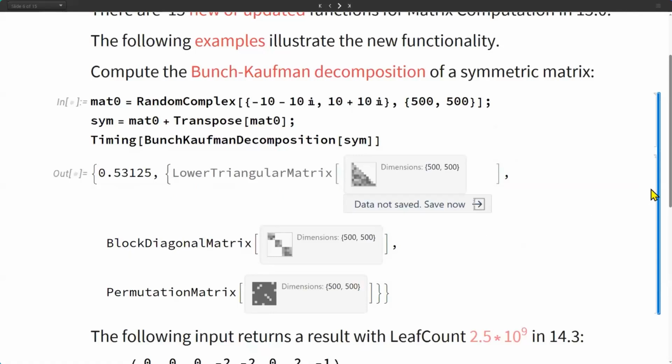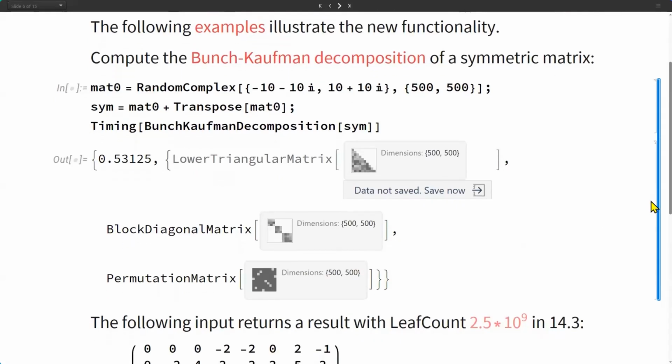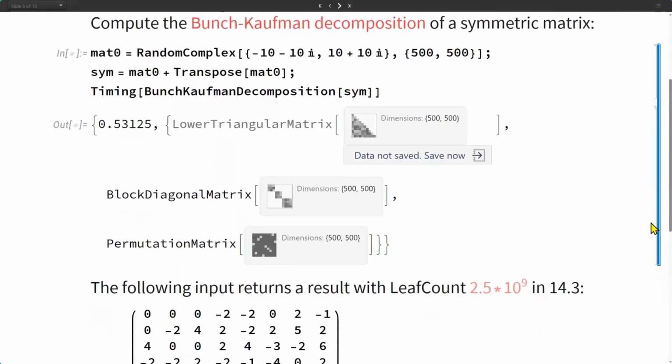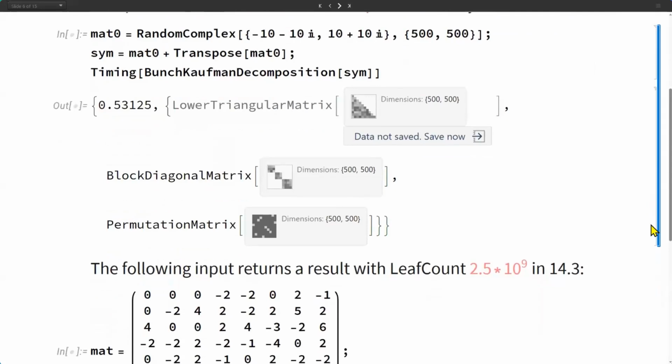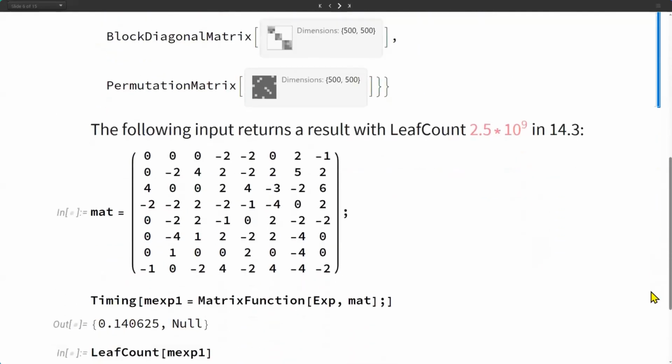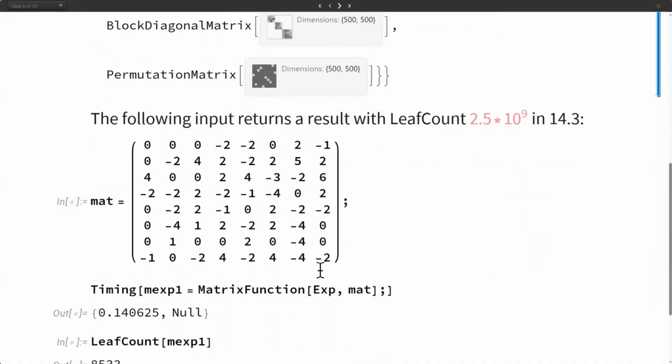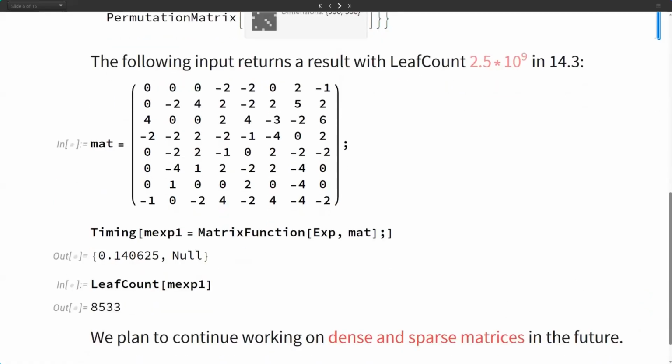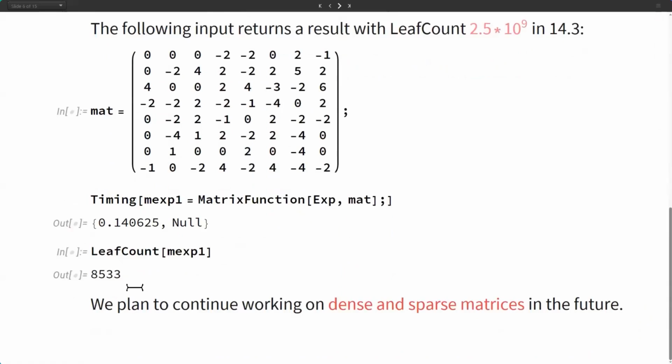And this really is state of the art. It's very efficient and should help people who work in numerical linear algebra. We also have some nice performance improvements. So here's an improvement for MatrixFunction. So that's a matrix, and the matrix function in this case had a leaf count of around 2.5 billion, give or take a billion, in 14.3. And now it comes back quickly, and the leaf count is, as you can see, much, much smaller.